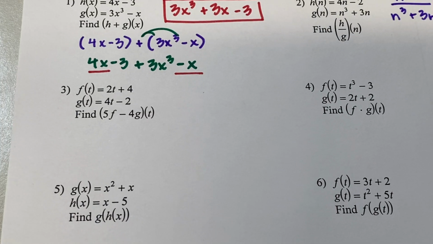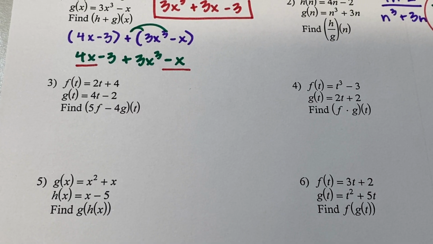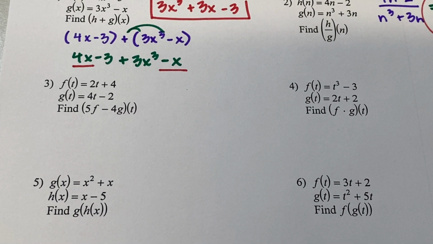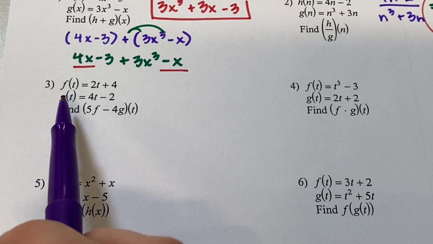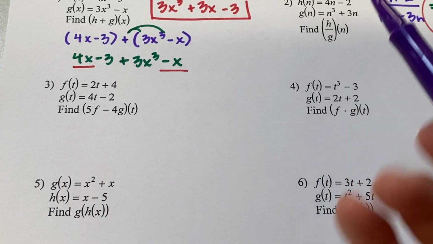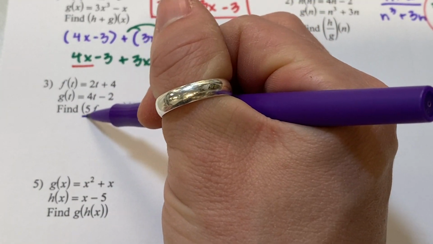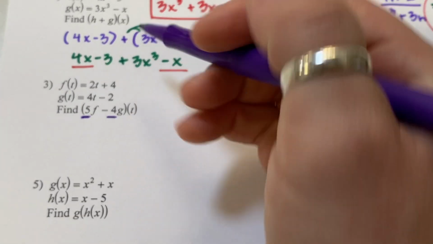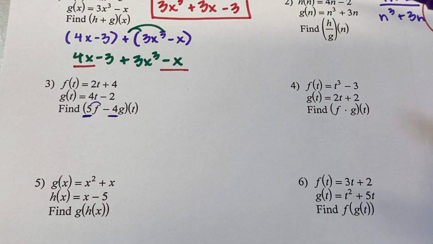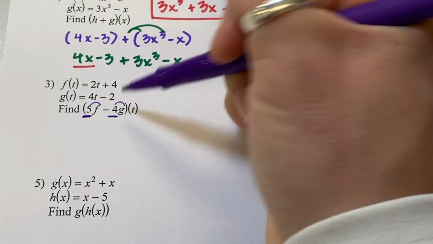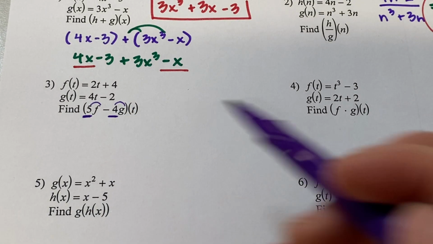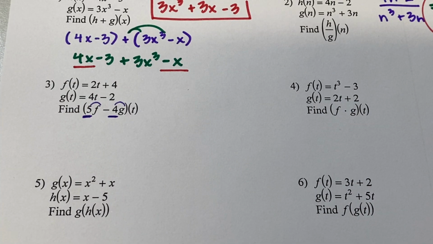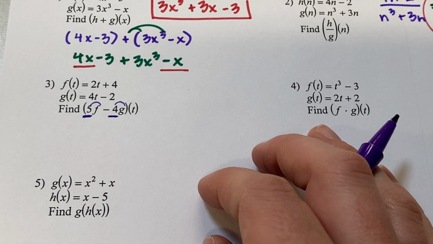Okay, let's look at number 3. Ooh, this one's a little different. I like this one. Notice it's giving us f of t and then g of t. See how it has this 5 and this 4? It's actually telling us to take 5, multiply it to your f function, 4, multiply it to your g function, and then subtract those. So a couple steps we have to look at here.